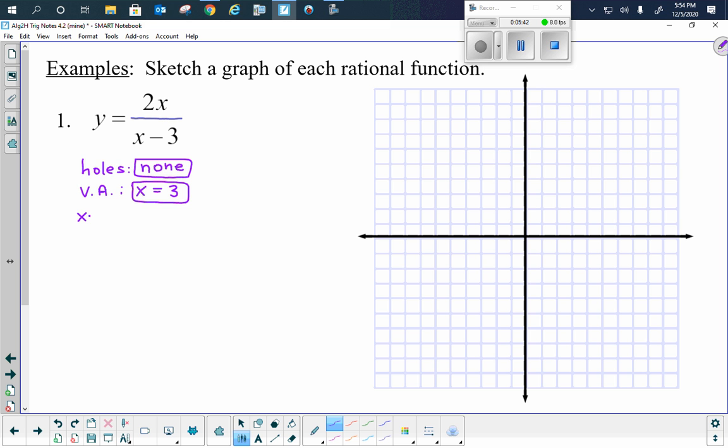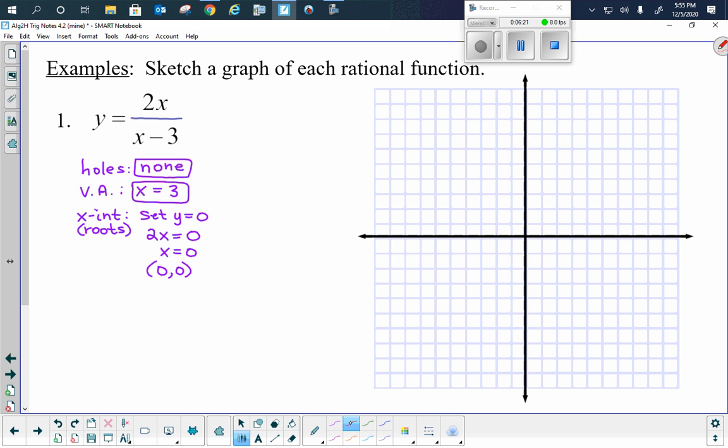And then x-intercepts, or roots, as you also know them. Remember, for that, you're setting y equal to 0. So if you set y equal to 0, you're looking at where the fraction equals 0. The only way for a fraction to equal 0 is for the top to equal 0. You'll get x equals 0. And so that ordered pair is (0, 0). That should always be an ordered pair.